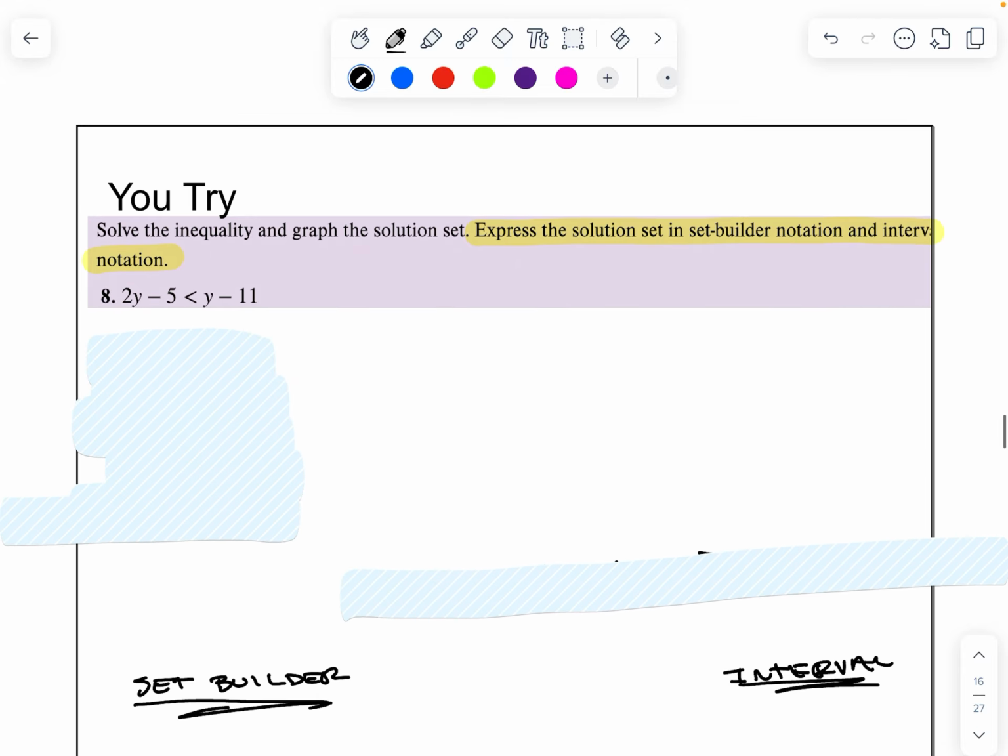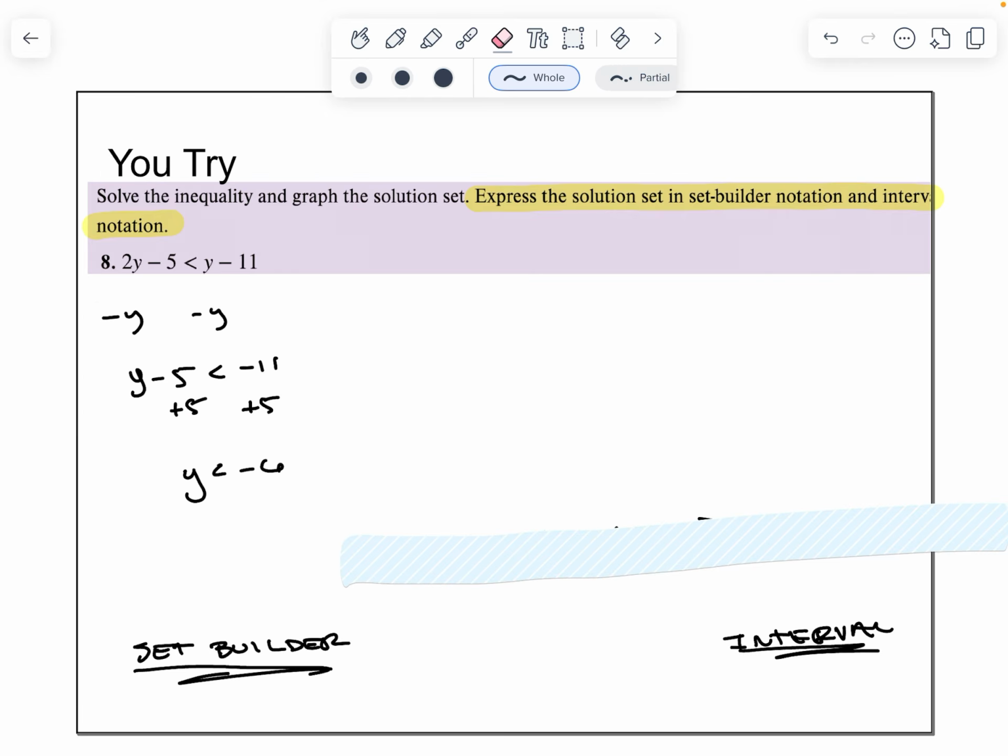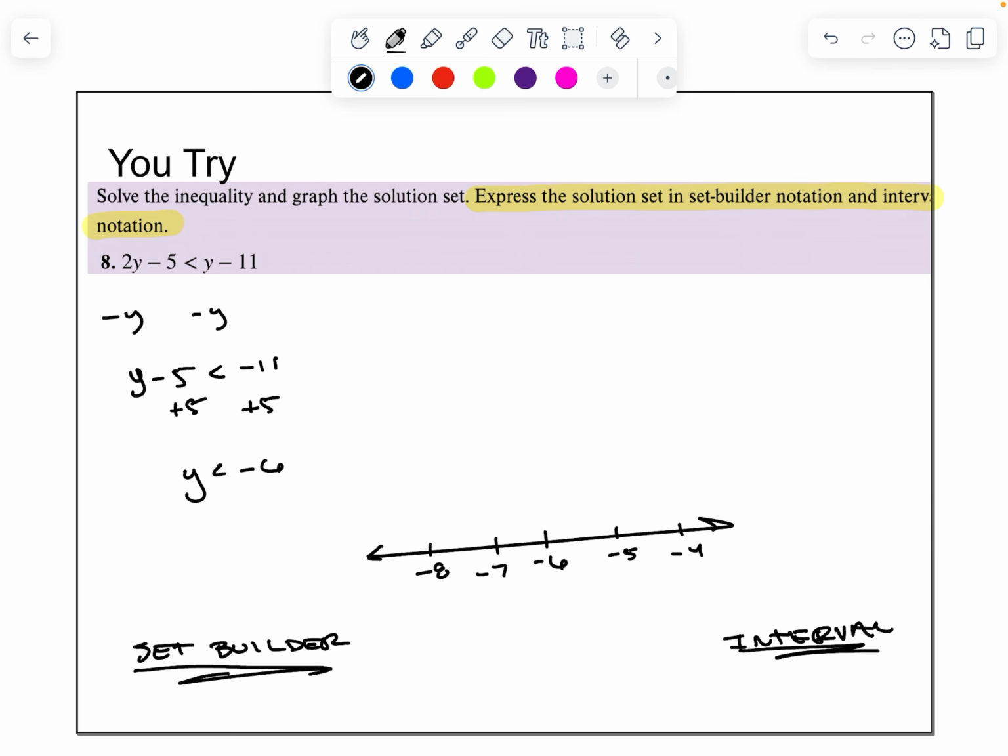Take a second, pause the video, and see if you can do this one. I'm going to uncover my work here in about 3 seconds. So here's how I solve the problem. Here's what my graph looks like.